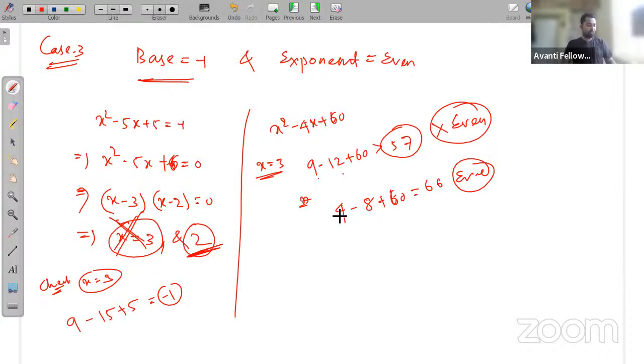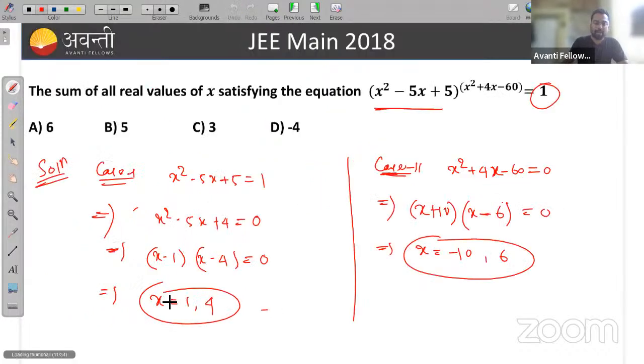Okay. So now, how many values you are getting for x? How many solutions you are getting? Can you say, guys, how many solutions you got here? One is x is 1 and 4, minus 10, 6. The sum of all real values. Hai na? x is 1, 4, minus 10, 6.